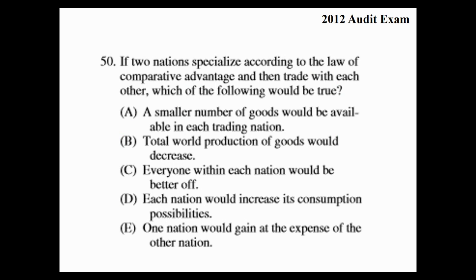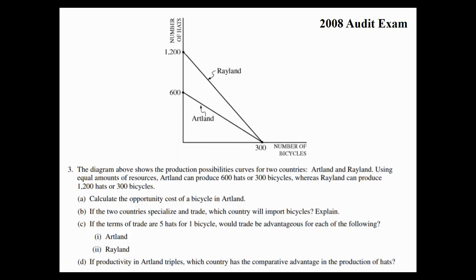Okay, so let's go ahead. If you want to pause and figure this out yourself. It says if two nations specialize according to the law of comparative advantage and then trade with each other, which of the following statements is true? If you want to pause, take a look. All right, you should have come out with E: each nation would increase its consumption possibilities if they both specialize and trade. If it's a good amount of trade, then they would both be better off.